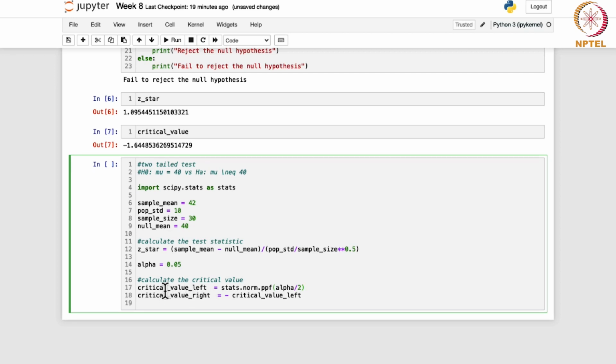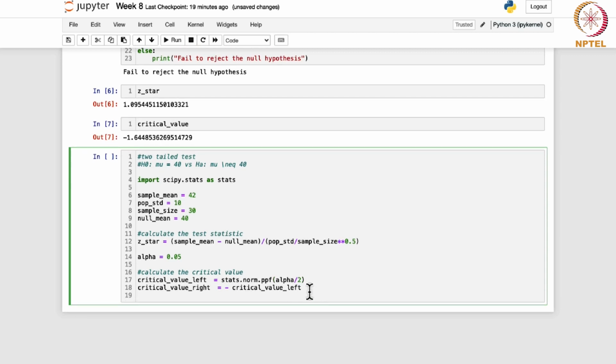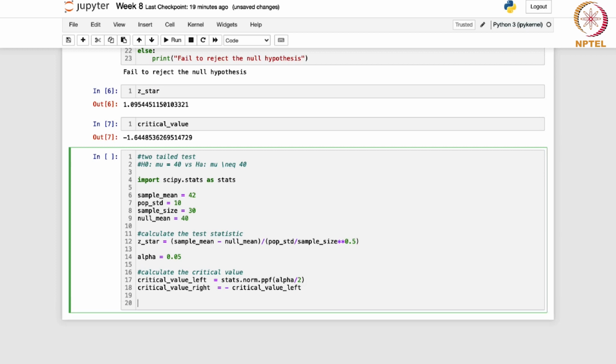So here this value, that is critical value left, which is basically the critical value for the left tail. In this case, it is indeed a negative value itself. It will give you a negative z value. So when you take a minus, it would go in the right tail, and you would get a positive z value. Fine. So now once you have calculated this, we can compare the test statistic to the critical values.